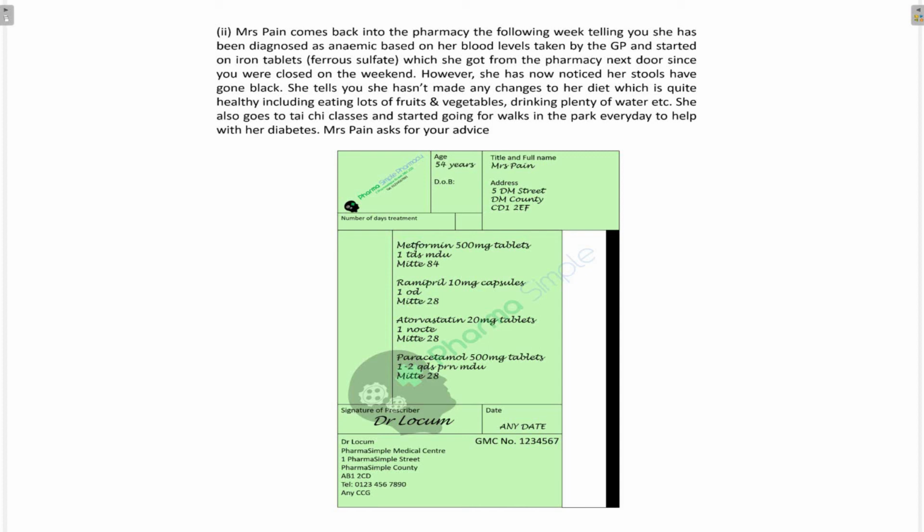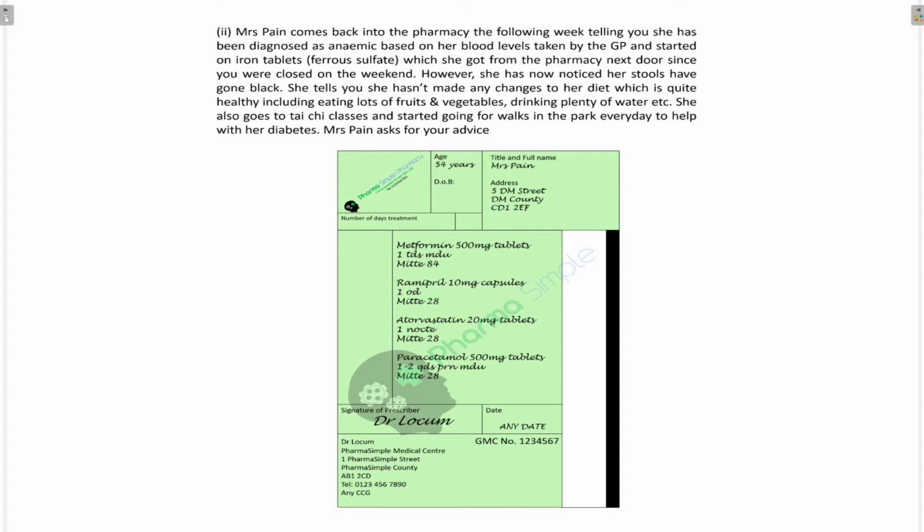However, she has now noticed her stools have gone black. She tells you she hasn't made any changes to her diet, which is quite healthy, including eating lots of fruits and vegetables, drinking plenty of water, etc. She also goes to Tai Chi classes and started going for walks in the park every day to help with her diabetes. Mrs. Payne asks for your advice.